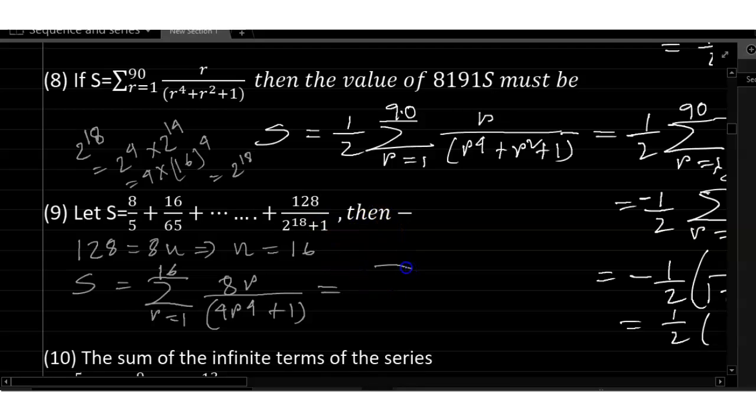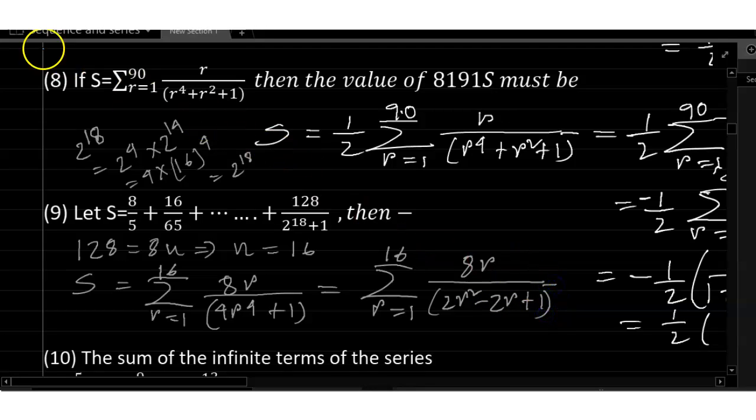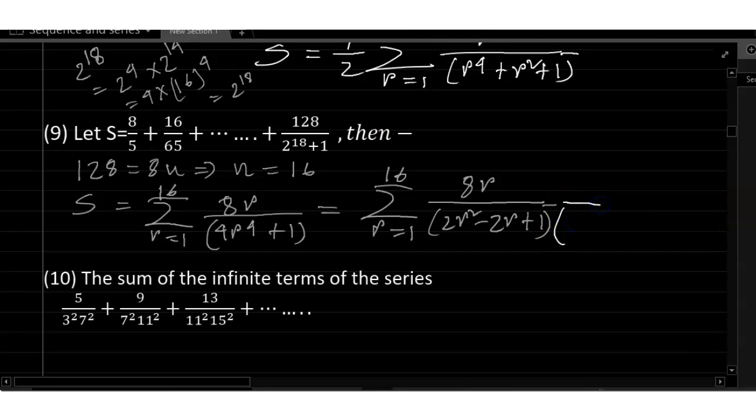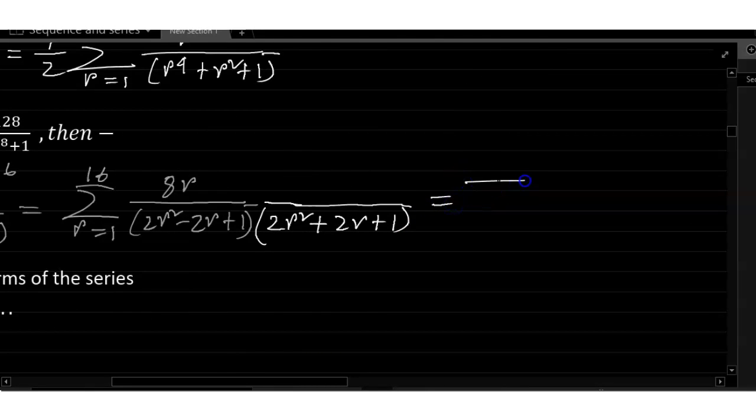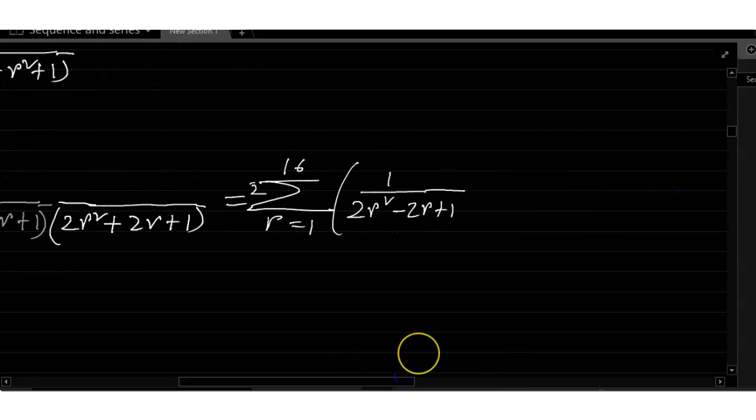So I can write this equation this way: the sum over r equals 1 to 16 of 8r divided by (2r squared minus 2r plus 1) into (2r squared plus 2r plus 1). So friends, it can be written as the summation of 2 into [1 by (2r squared minus 2r plus 1) minus 1 by (2r squared plus 2r plus 1)].